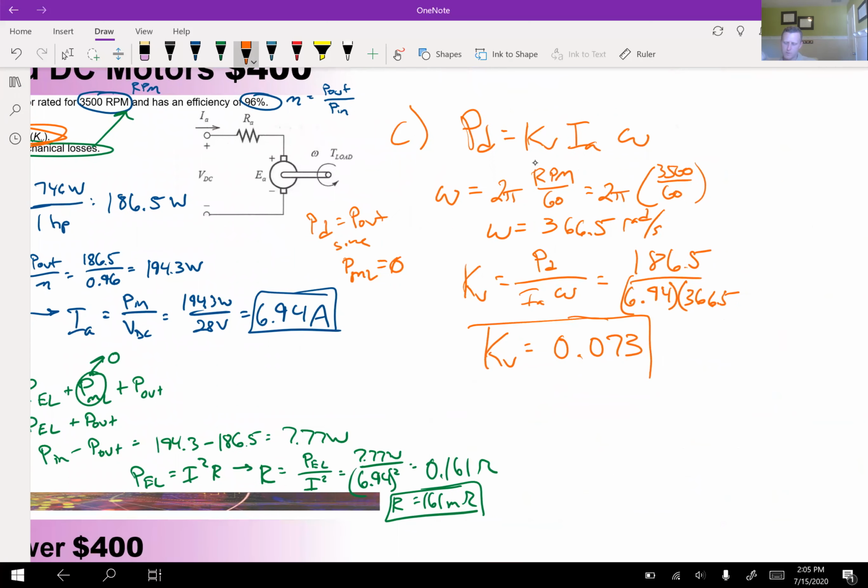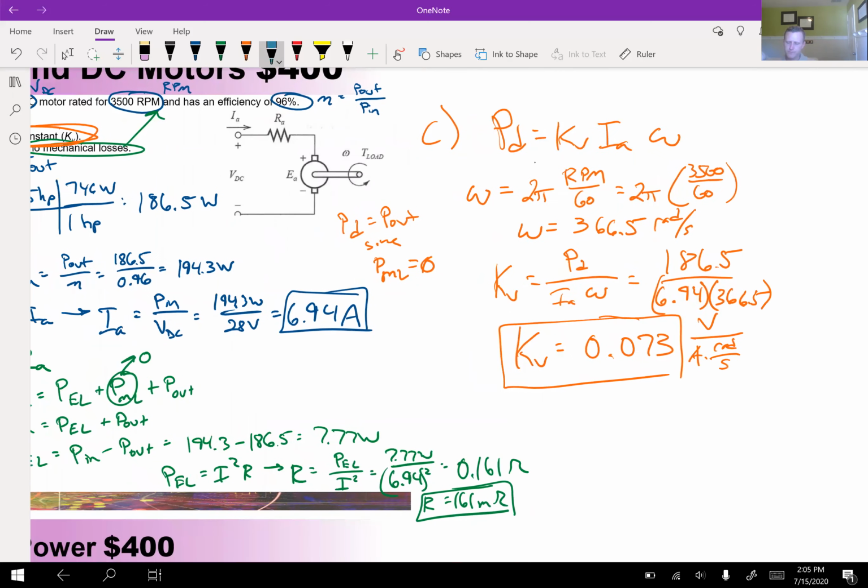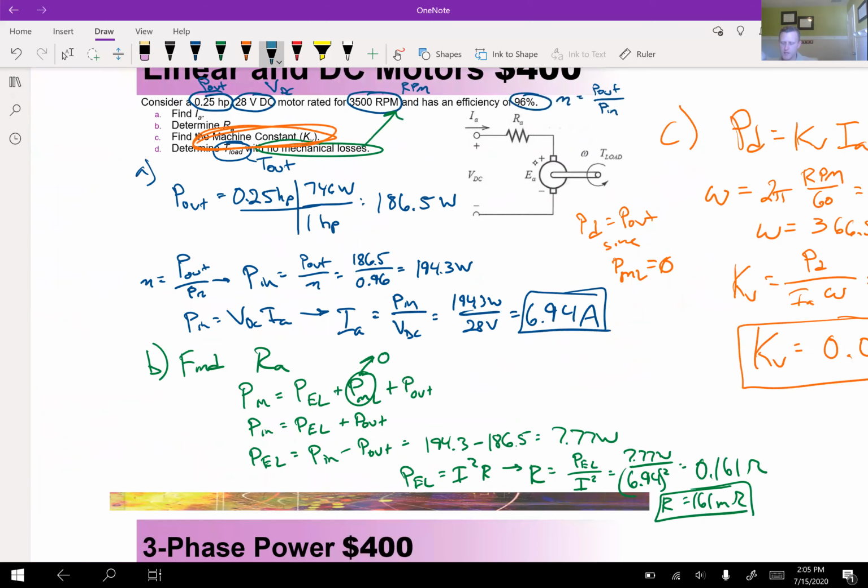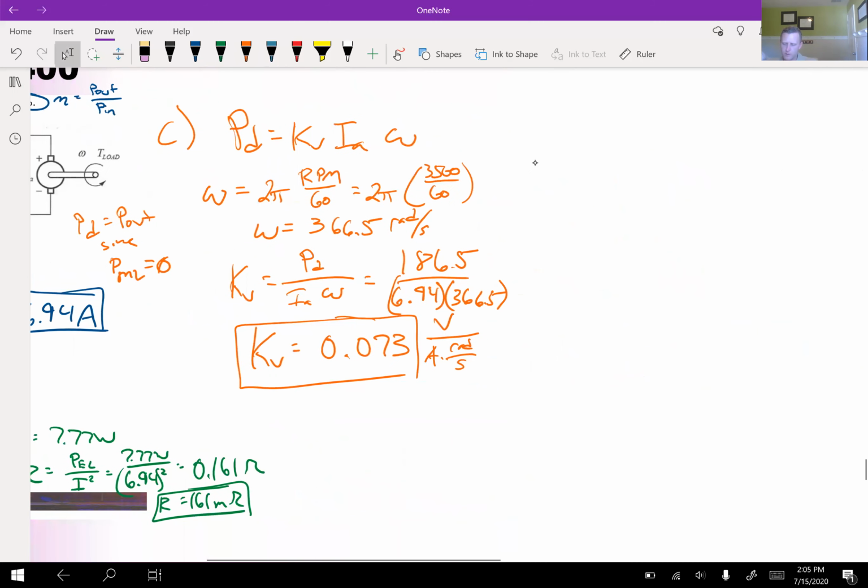Unitless is probably acceptable. There are multiple ways to write it. If you just carried through what you wrote, it would be volts over amps radians per second. If you wanted to be clear, that would be acceptable, because that's what we plugged into this formula.